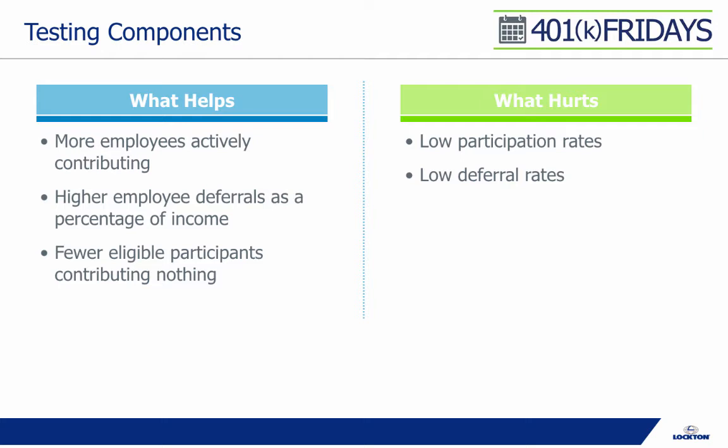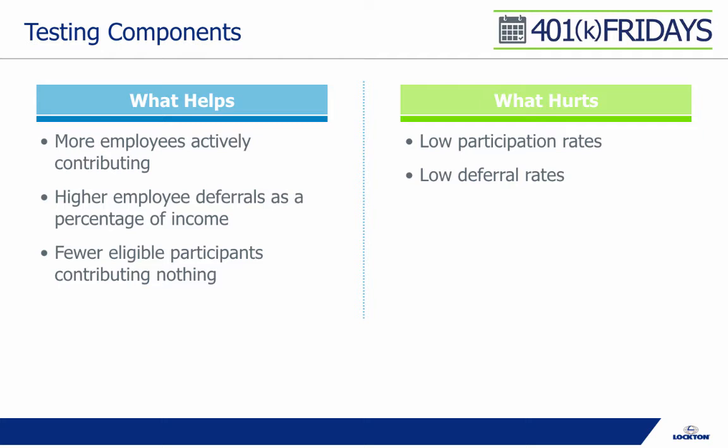As we talked about a minute ago, that average is going to include all eligible employees, even those that are not contributing anything. So those zeros in your formula, whether they be in highly compensated employees or non-highly compensated employees, are going to drag your averages down significantly. So what hurts your discrimination testing?